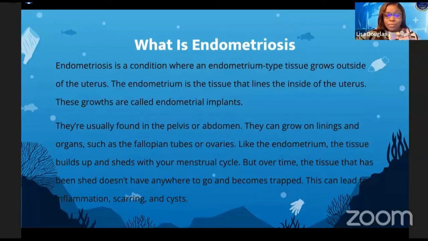Like the endometrium, the tissue builds up and sheds with your menstrual cycle. But over time, the tissue that has been shed doesn't have anywhere to go and becomes trapped. This can lead to inflammation, scarring, and cysts.